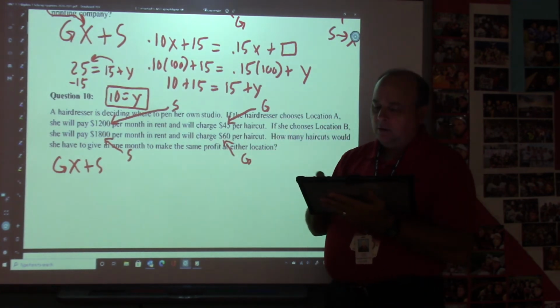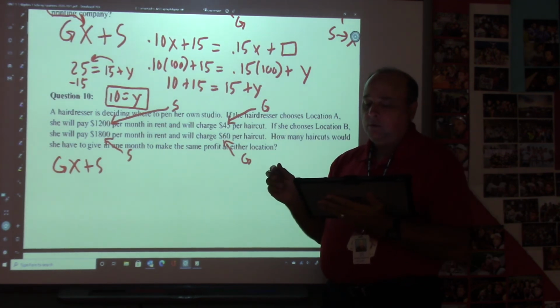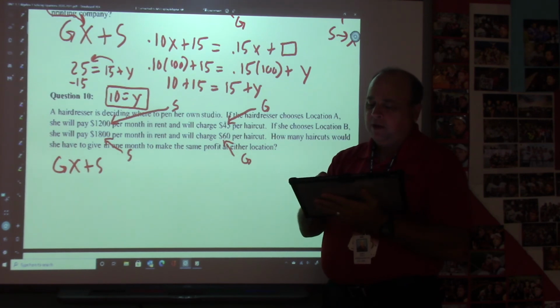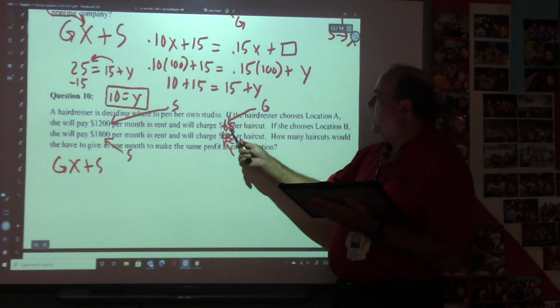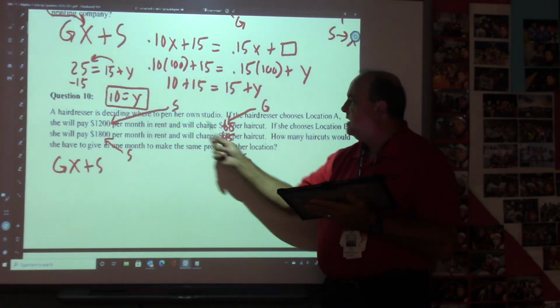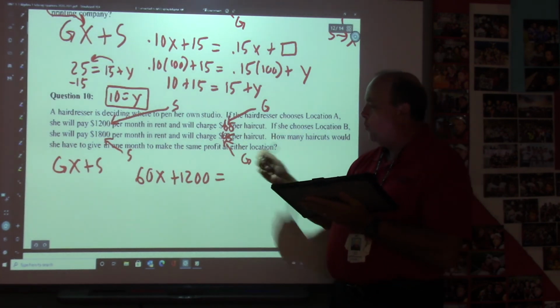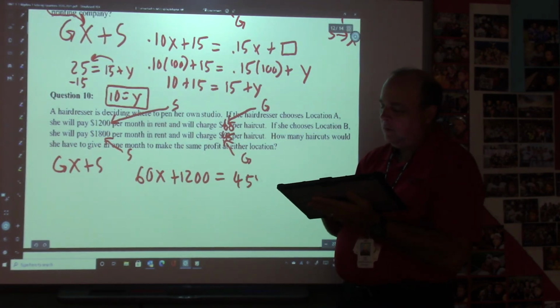Okay, so right here, this needs to be flipped. Let's make this one 60 and this one 45, or it won't work, okay? So make this number 60, make this number 45. So our gx plus s will be 60x plus 1,200 equals 45x plus 1,800.